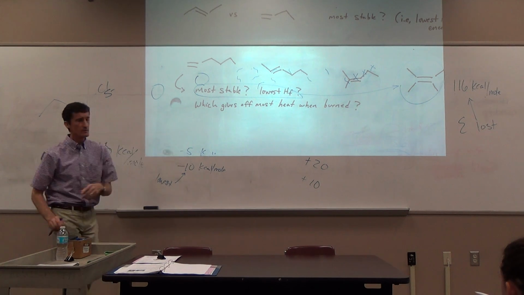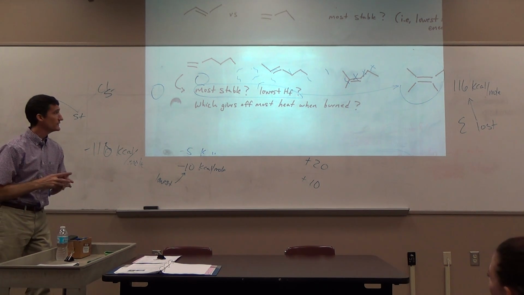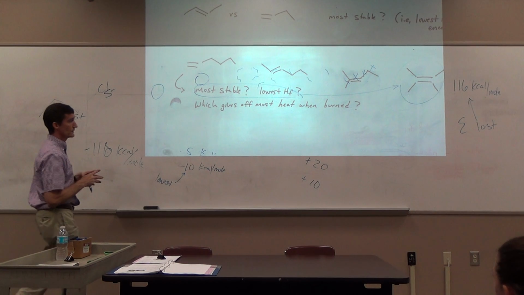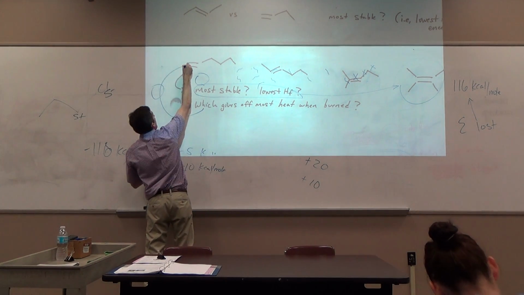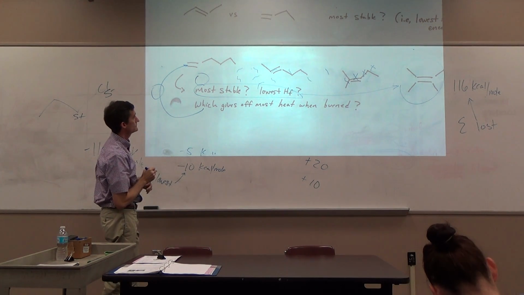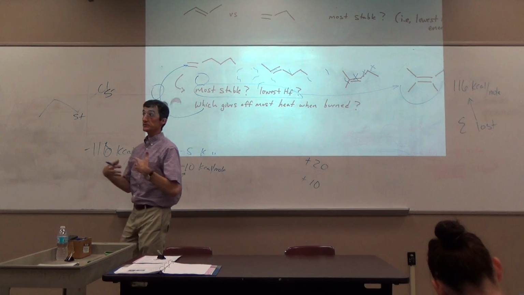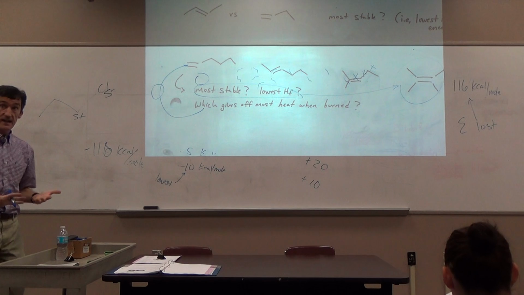Which gives off the most heat when burned? Why is that important? Because factories produce heat by burning something. Which gives off the most heat when burned? Are we looking for the most stable or least stable? Which gives off the most heat when burned? The one that contains the most heat and energy. Which one is that? The most stable or least stable? Least stable is going to contain the most heat energy.